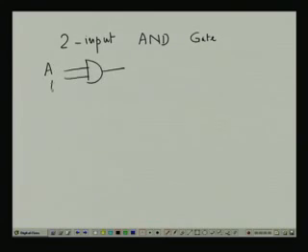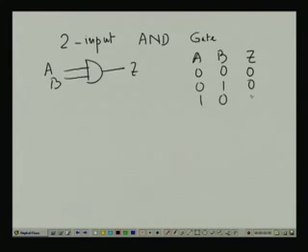So, this is A, B, Z, and the truth table of this is 0 0 0, 0 1 0, 1 0 0, and 1 1 1. So, this is the truth table. Now, what was our right hand side of the second rule?